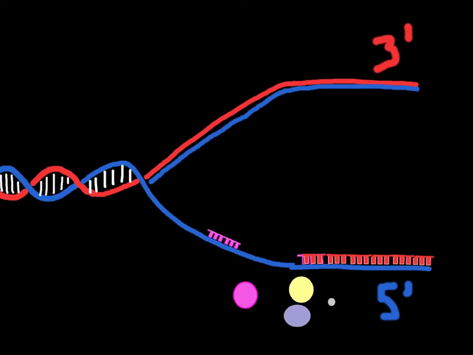A big difference in the synthesis of the two strands is that the leading strand is synthesized continuously, but the lagging strand of DNA is made by putting Okazaki fragments together.